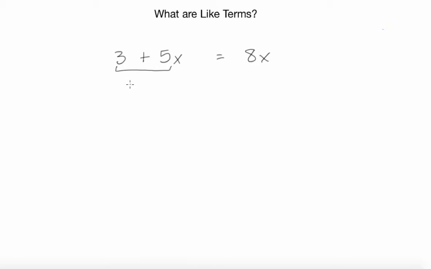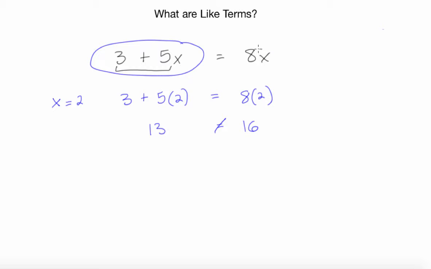So let's think about what this is. This is saying 3 plus 5 times some number is equal to 8 times that number. So we can kind of play around with some numbers. Let's evaluate it. Say x is 2. Does 3 plus 5 times 2 equal 8 times 2? Well, 5 times 2 is 10, plus 3 is 13, and 8 times 2 is 16. So we can see something's not right there. 13 is not equal to 16. So clearly then 3 plus 5x is not the same as 8x.